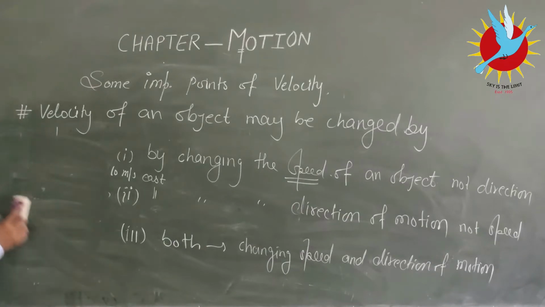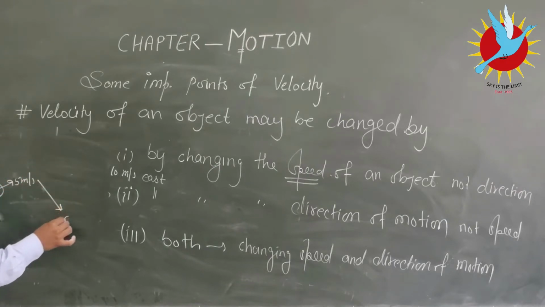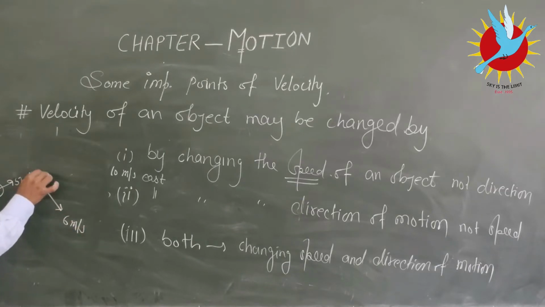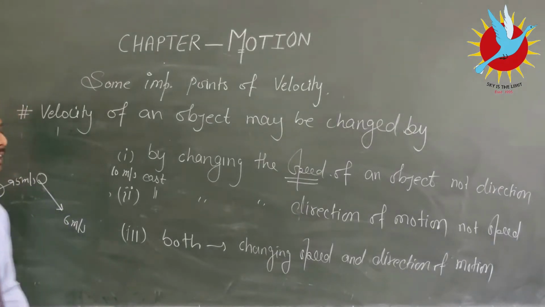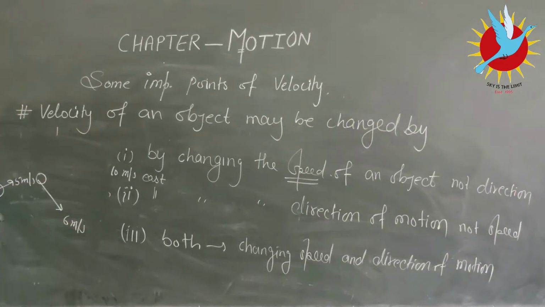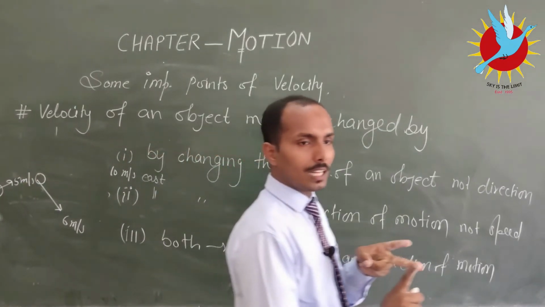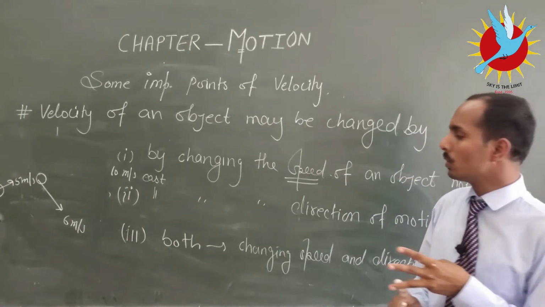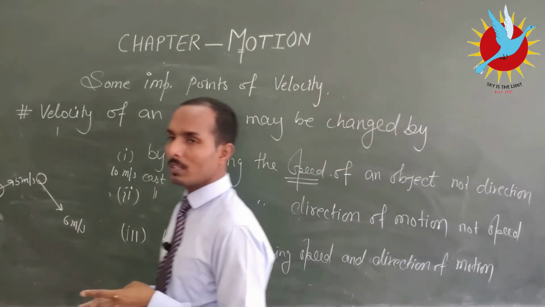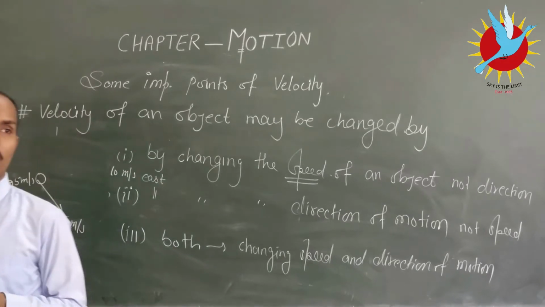The third one is by changing both. Sometimes its velocity is 5 meter per second, after some time its velocity is 6 meter per second, and the direction also changes. So velocity of an object changes in three ways: only by changing the speed, only by changing the direction, or by both.